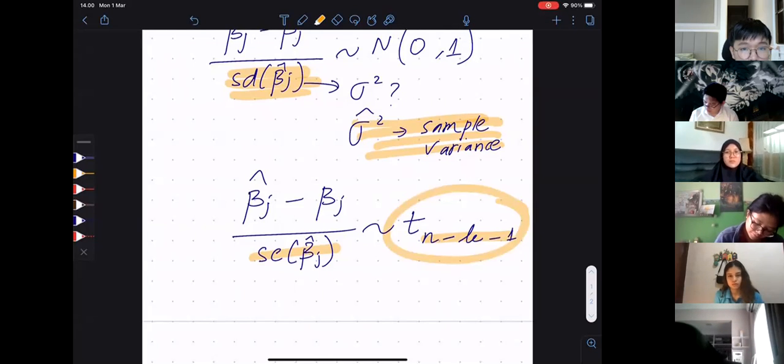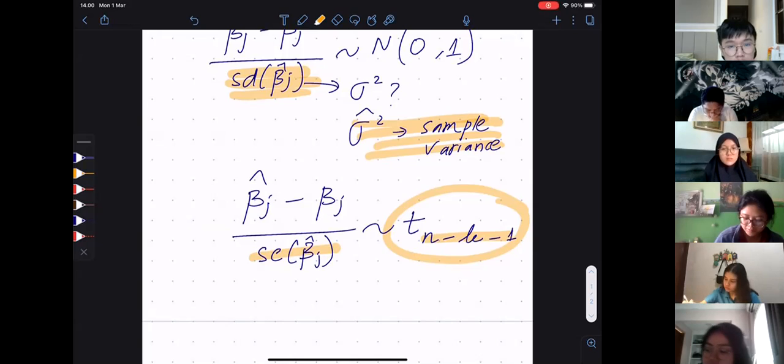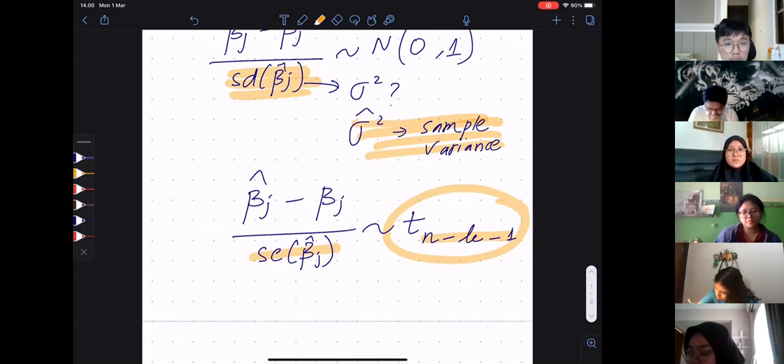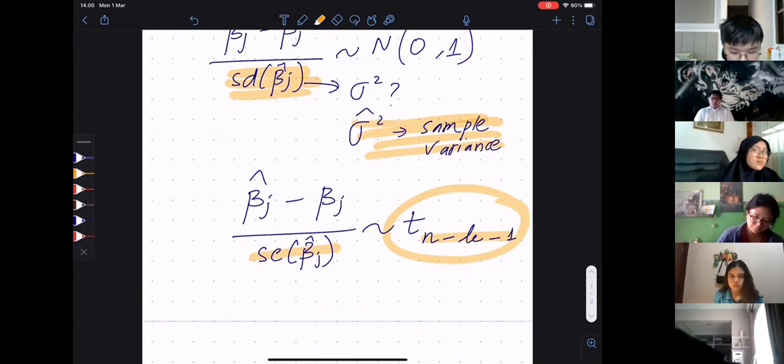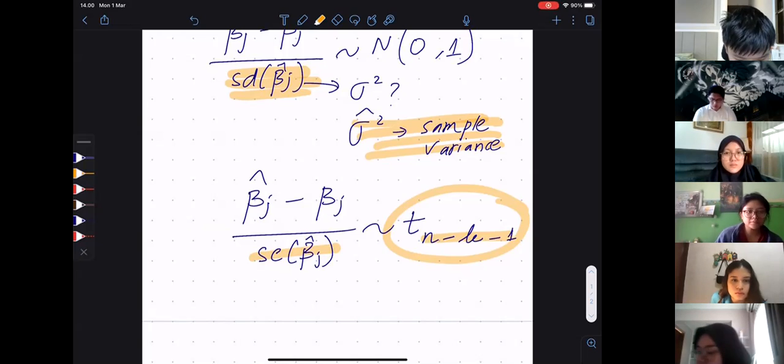In this particular case, the degree of freedom is the number of observations minus k, the number of variables, minus 1. Again, if the number of observations relative to the number of variables is large enough, then we're going to have a t distribution that is very, very close to the normal distribution. Any questions?